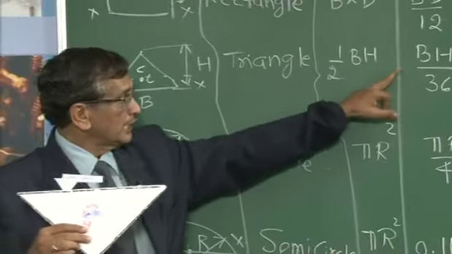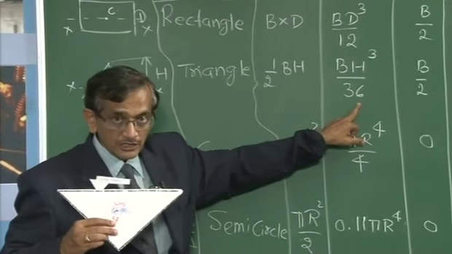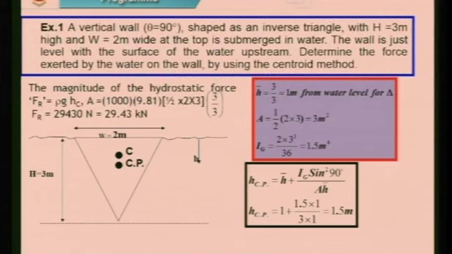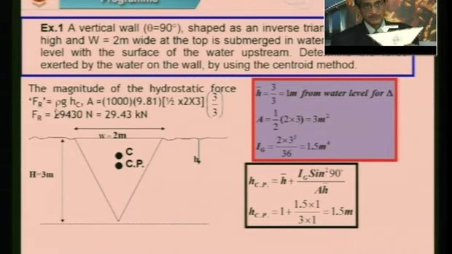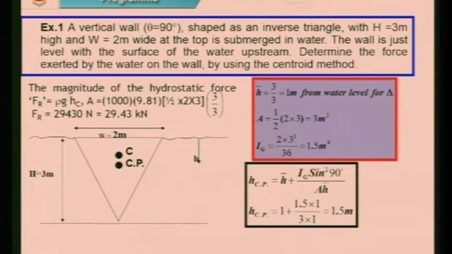And also calculate BH cube by 36, which is the moment of inertia parallel to the centroid in the x direction. So come back to the slide. Now magnitude, how to calculate, the formula remains the same. Now the centroid is at a distance of h by 3. You can see in the diagram also, table also, h by 3.